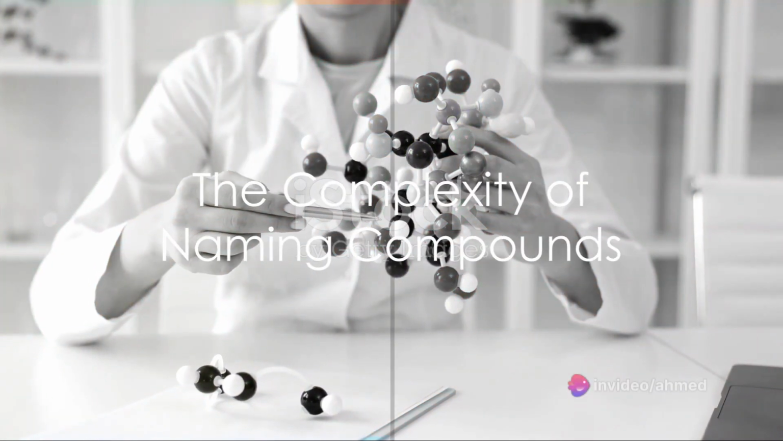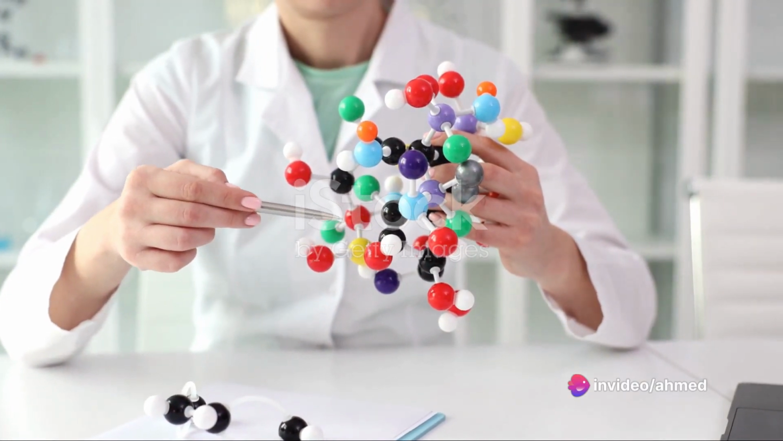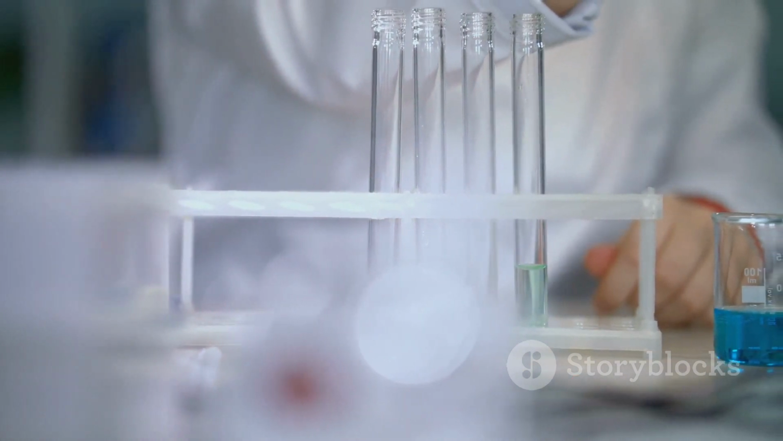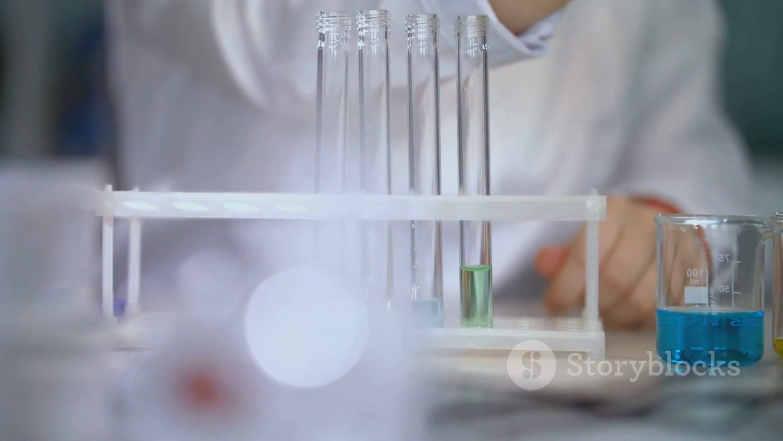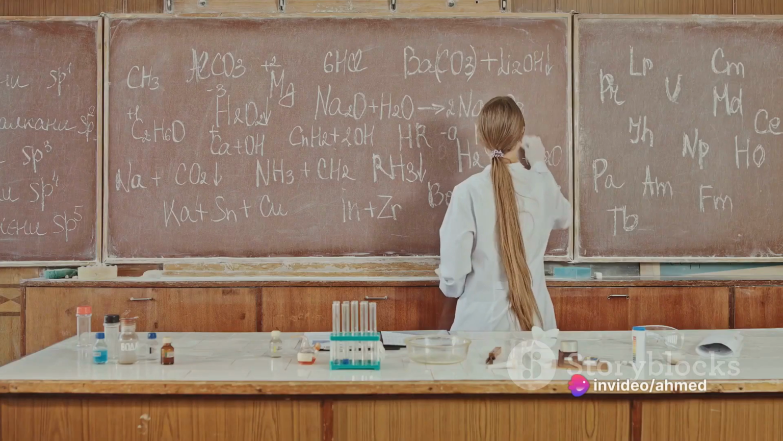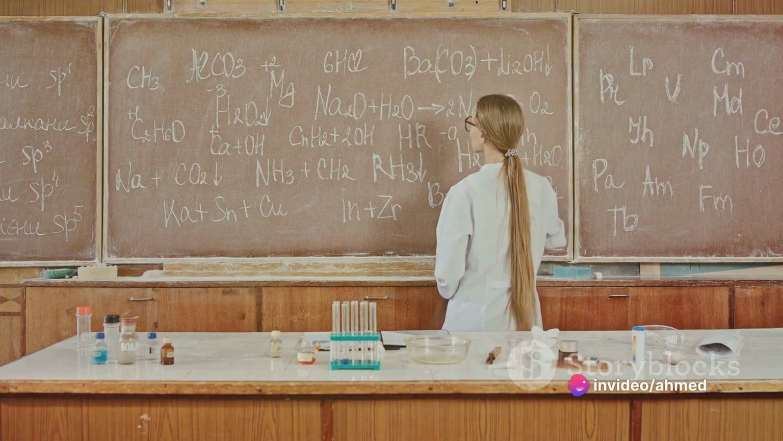Organic chemistry, a branch teeming with millions of compounds, presents an intriguing puzzle in naming these compounds. As a fascinating fact, the longest name of a chemical compound in the IUPAC system has over 30,000 letters. Now that's a mouthful.